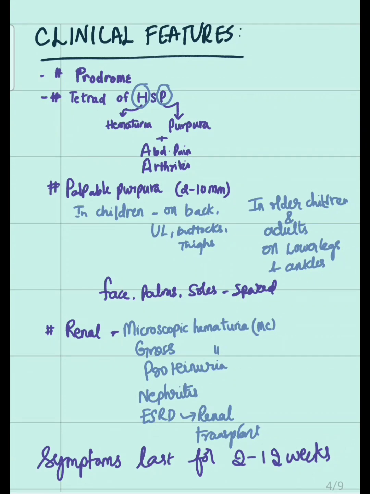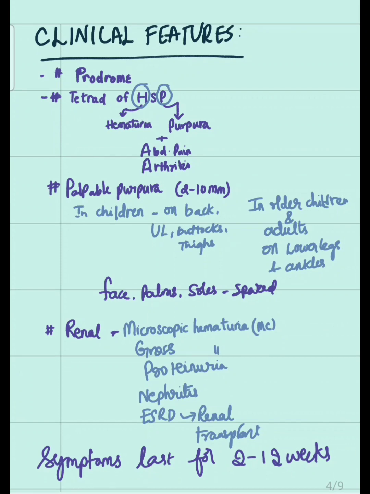Next, coming to renal manifestations, there's microscopic hematuria, gross hematuria, proteinuria, nephritis, and end-stage renal disease. Microscopic hematuria is most common, and proteinuria is present only if there's hematuria, and is seen in about 60% of the cases with hematuria.